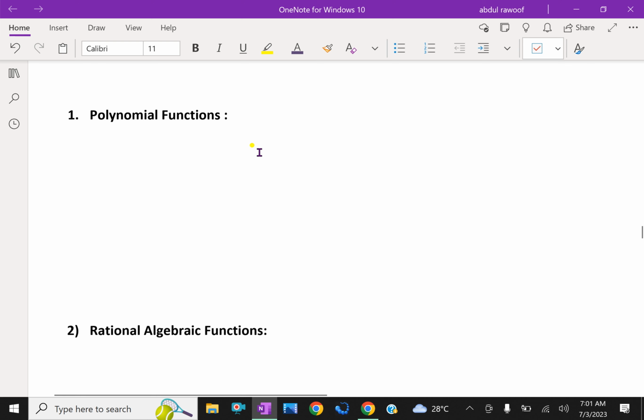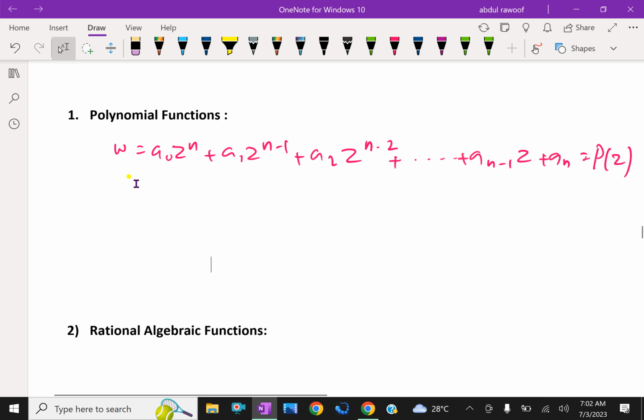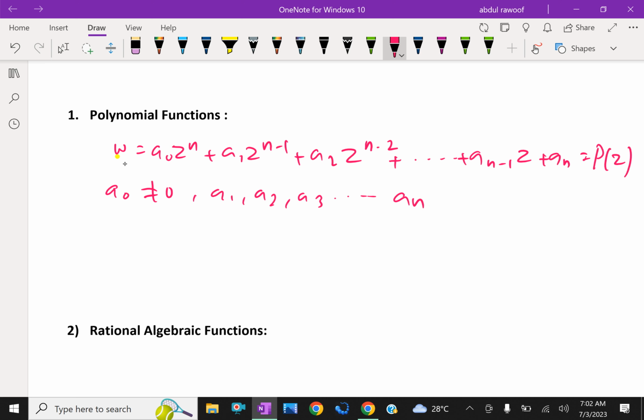First, polynomial function. A polynomial function in general is w equal to a0 z^n plus a1 z^(n-1) plus a2 z^(n-2), and it continues, then a(n-1) z plus an, which is equal to a function of z, where here a0 is not equal to 0, and a1, a2, a3 up to an are the complex constants.